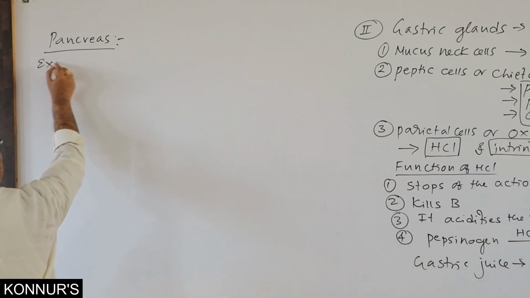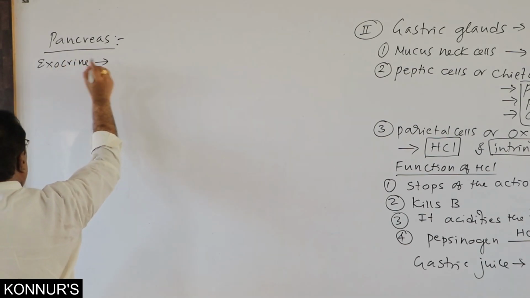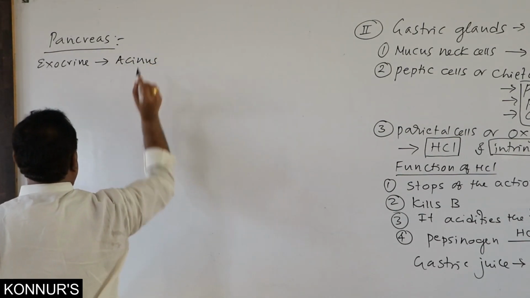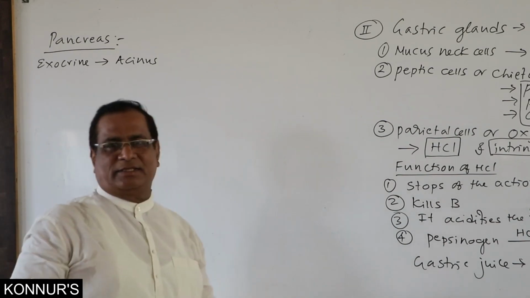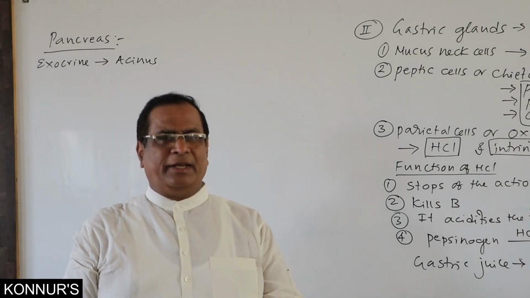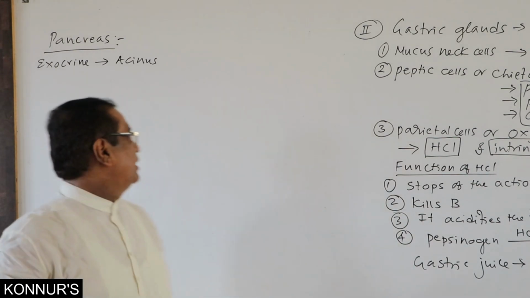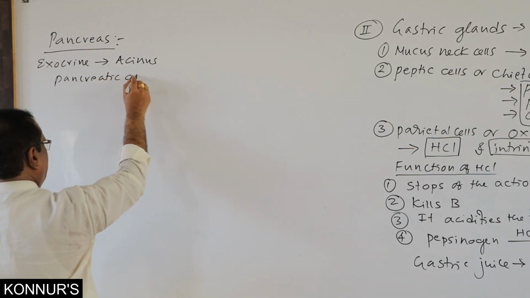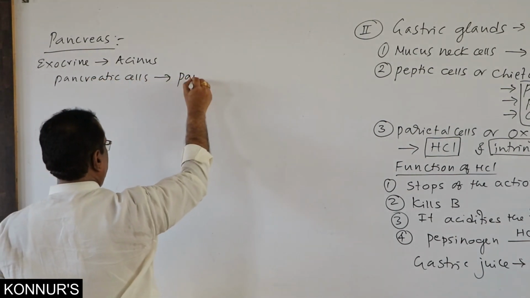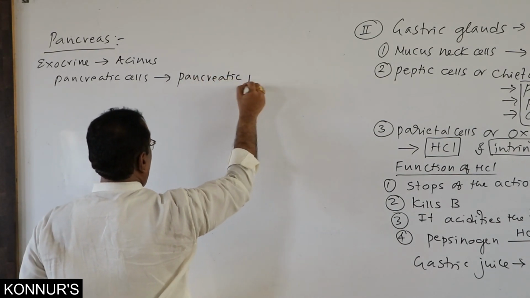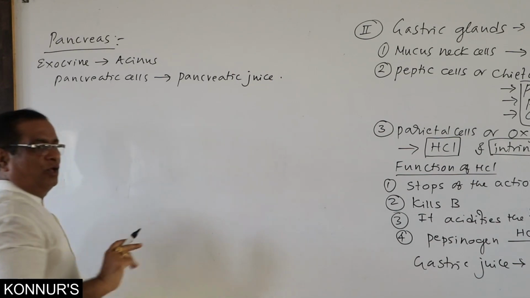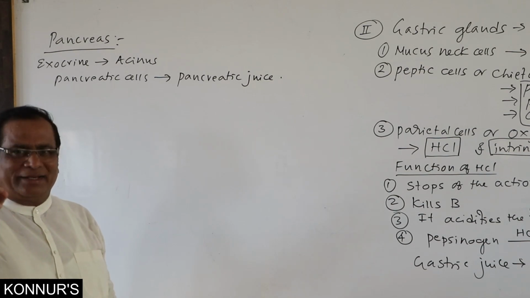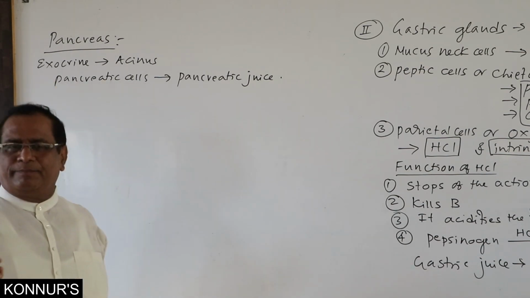The exocrine part of pancreas, acinus, that is a compartment in pancreas named acinus. It is having pancreatic cells, and these cells produce pancreatic juice, and this pancreatic juice goes to duodenum through pancreatic duct, its own duct. That's why it's an exocrine part.